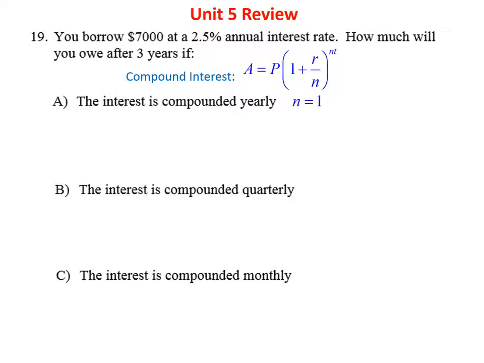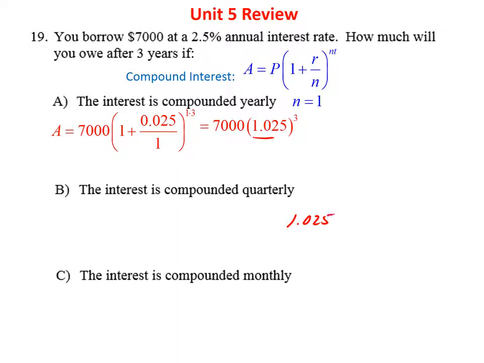This is the easiest one because n is 1. And so notice I simply have 2.5% divided by 1, and I'm going to do it 3 times, 1 times 3 years. So we end up with 7,000 times 1.025 to the third power. At this point, we're going to take out our calculators. And if you haven't found the button on the calculator, the way you would do it is you'd take the 1.025, punch that in, and then find the key that looks like x to the y power. That's your exponential function key.